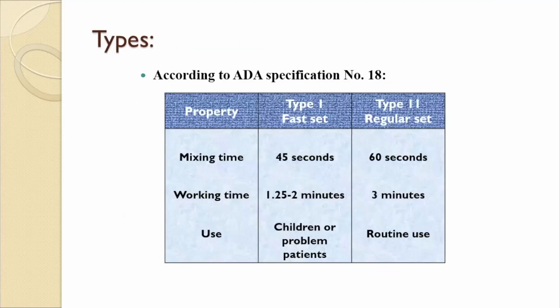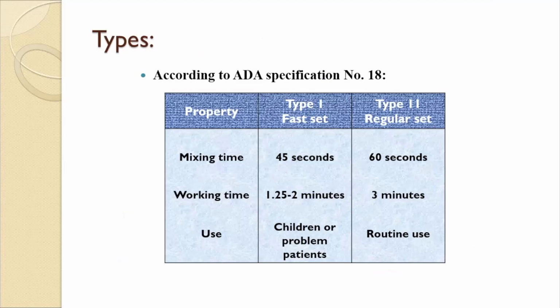So this is basically the same explanation. Then according to the setting time, it can be further classified as type 1 and type 2. Type 1 is your fast set, type 2 is your regular set.